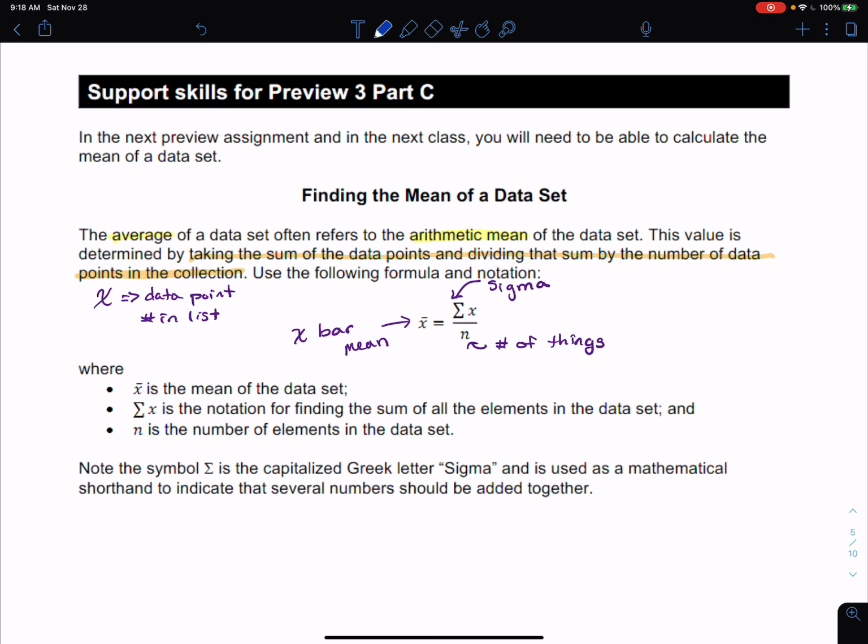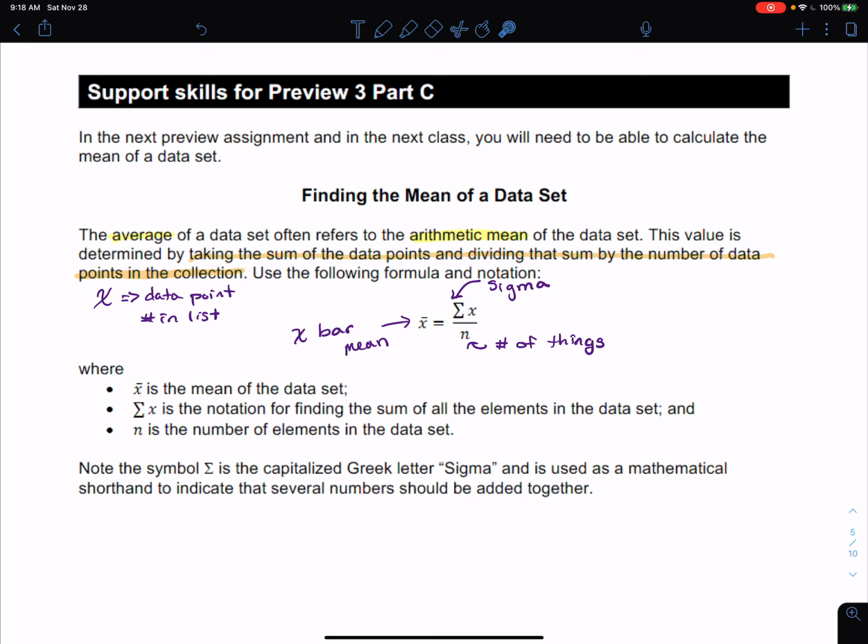This value is determined by taking the sum of the data points and dividing that sum by the number of data points in the collection. So you can see I highlighted that definition of an arithmetic mean, how we're going to find it. So we can use the following formula and notation. If we look at this, I would read it as x bar equals sigma x over n.